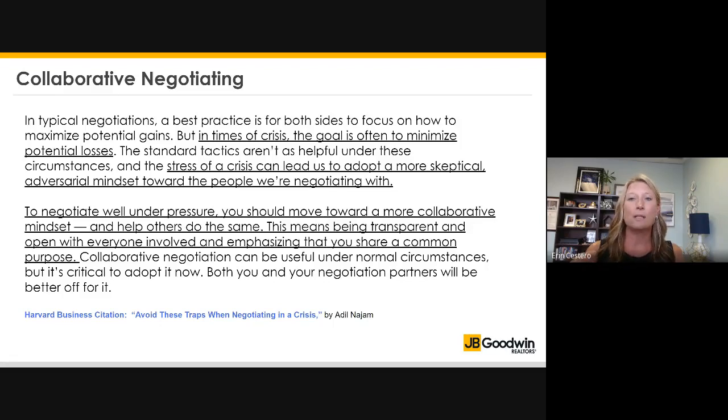This means being transparent and open with everyone involved and emphasizing that you share a common purpose. So we talked about this throughout, but collaborative negotiating can be useful under normal circumstances, but it's critical to adopt when stresses get high. So pause. You're at the end of repairs, the option period ends in 10 hours, and we can't decide. Your sellers are frustrated because they already gave up the refrigerator.